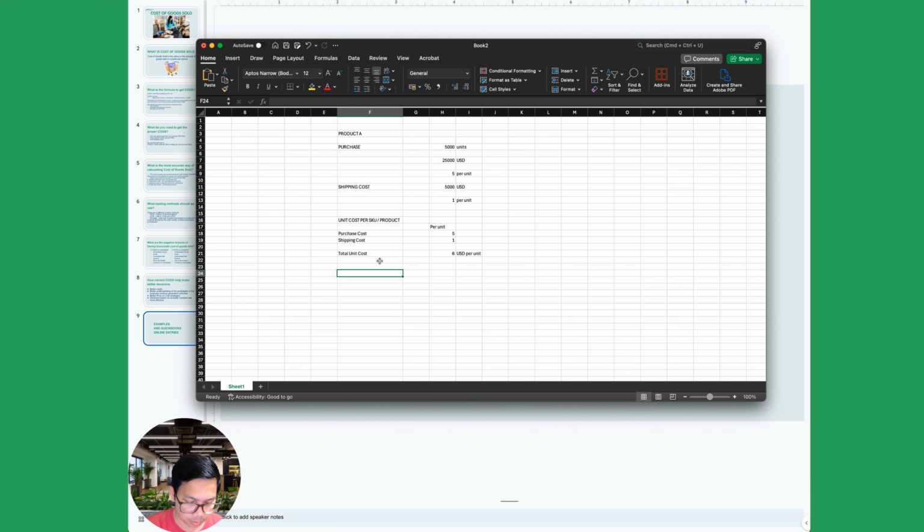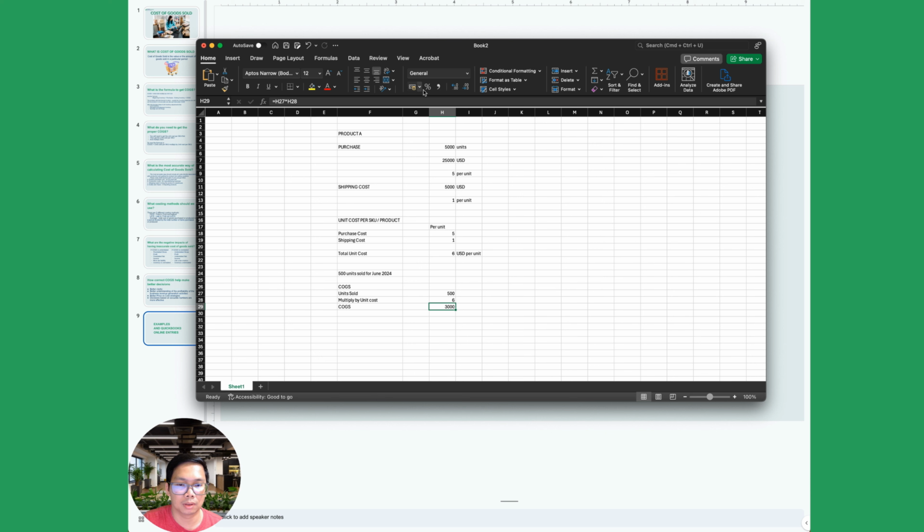If, for example, your company has sold 500 units for the month of June 2024, your cost of goods sold will be units sold 500 multiplied by unit cost 6, and then you will have a cost of goods sold of 3,000 USD.